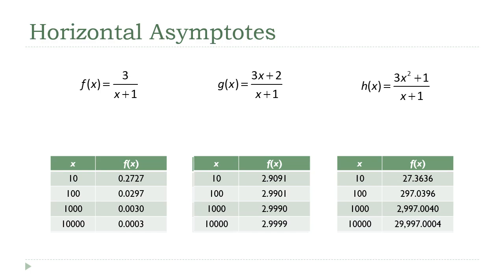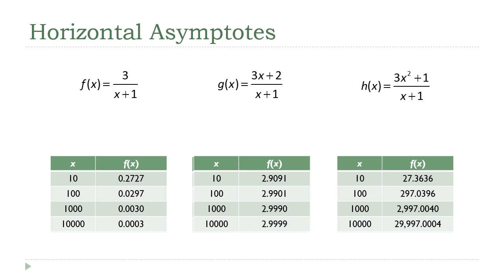Now here we get a completely different behavior. 10 gives me 27 something. 100 gives me 297 something. 1,000 gives me 2,997. 10,000 is 29,997. These numbers just get huge. There doesn't seem to be an upper limit to where these numbers are going, and that would be correct. We'll see in a minute that function, in fact, does not have a horizontal asymptote.